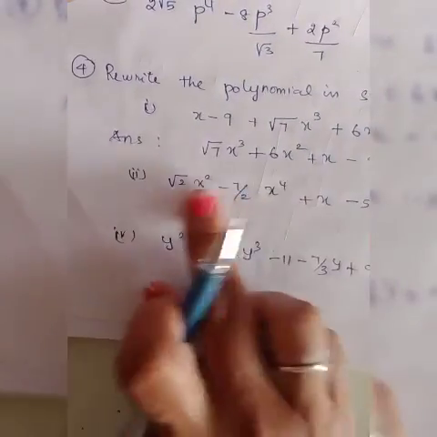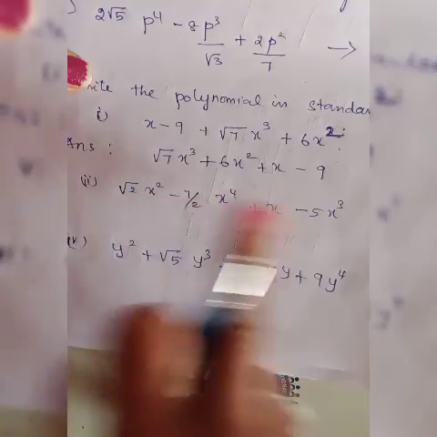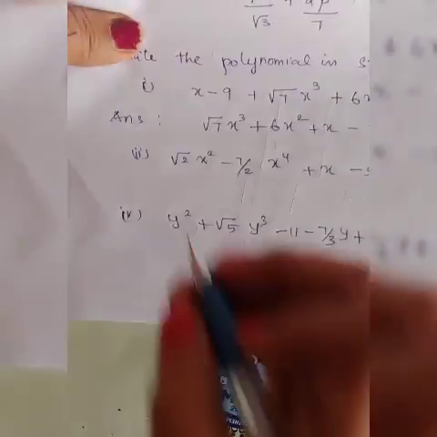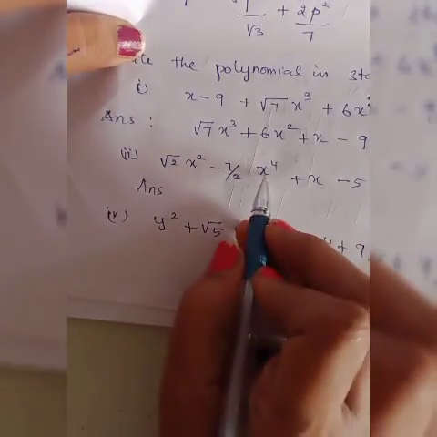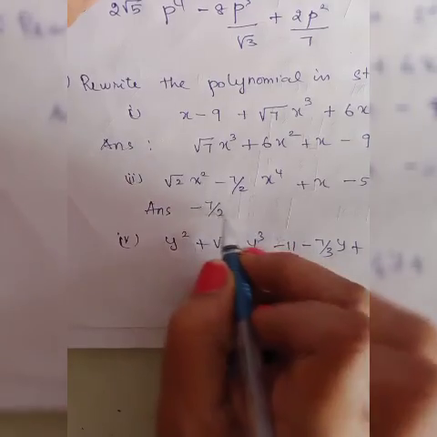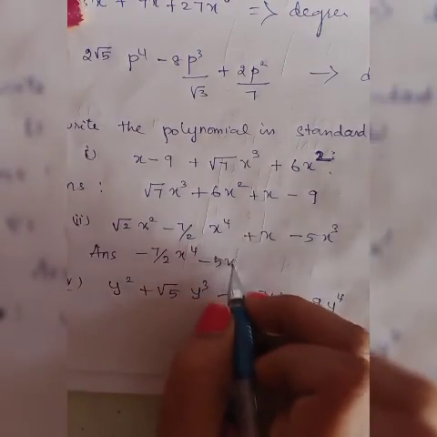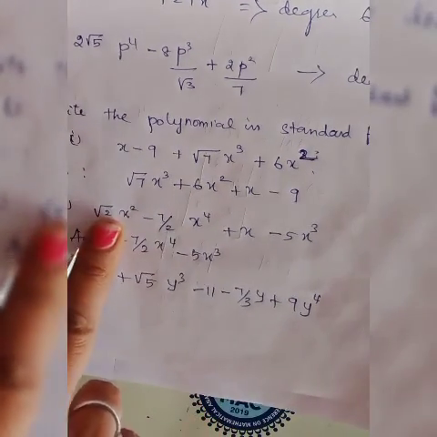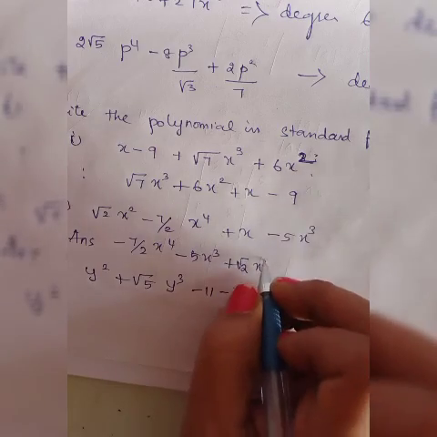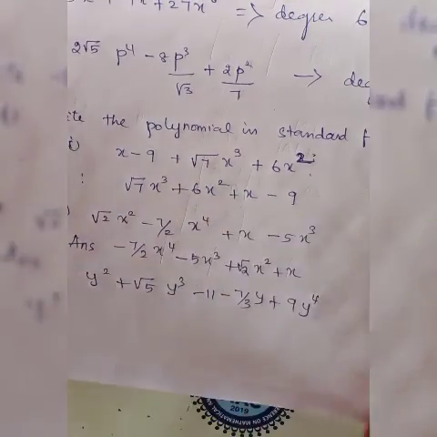Next problem. The highest power is 4, then next highest is 3, then 2. So it should be in descending order. The answer is: first I write this term, which is minus 7 by 2 x power 4, then minus 5 x cube. The next highest power is square, that is square root of 2 x square, and then the x term. There is no constant term, that's all.